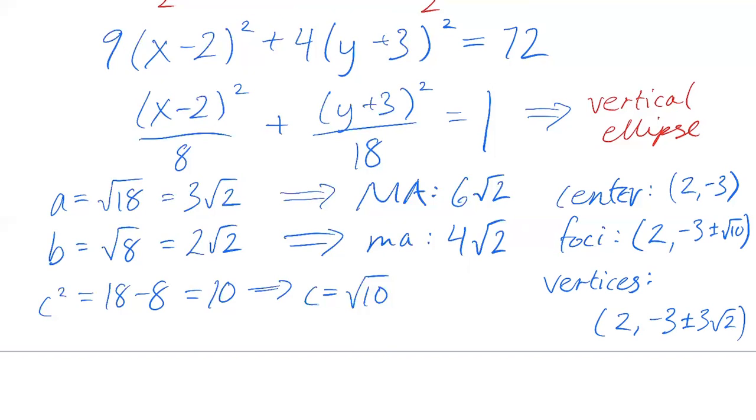And that's it. That's all we needed to do. We've identified the type of conic section. We have provided all of the important information in the space below our initial equation. This is why we complete the square.